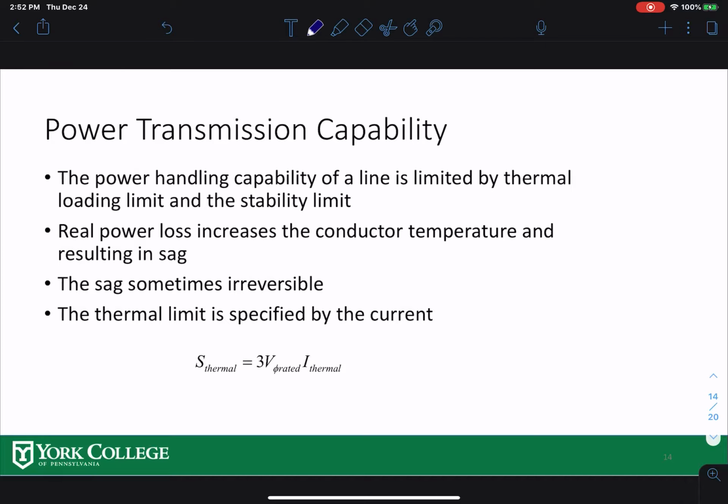So how much power you can send through the transmission line depends on two parameters, thermal loading limit and the stability limit. The thermal loading limit is because of the current, how much current you're drawing through the transmission line. If you demand too much real power, too much current will go through the transmission line, resulting in heating of the conductor and then resulting in the sag. Sometimes those sags could be irreversible. Okay, so thermal is 3 times rated voltage times how much current is going through it. So more current will produce more heat, which will produce more sagging.